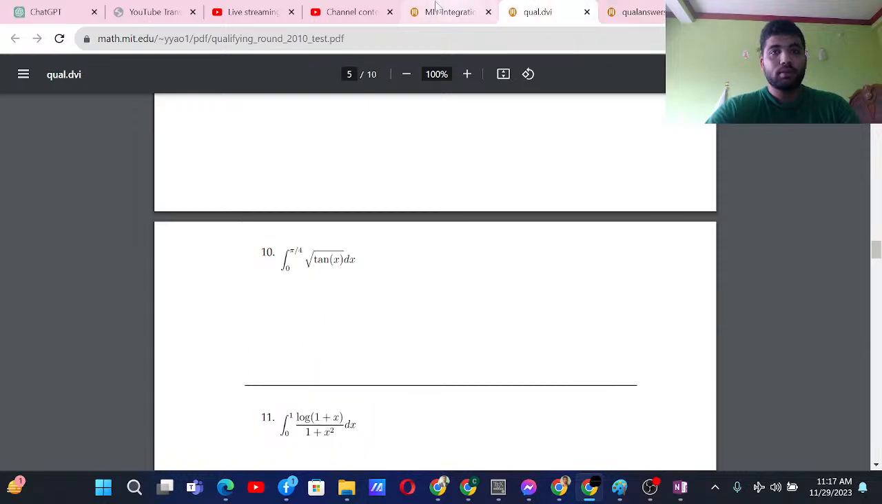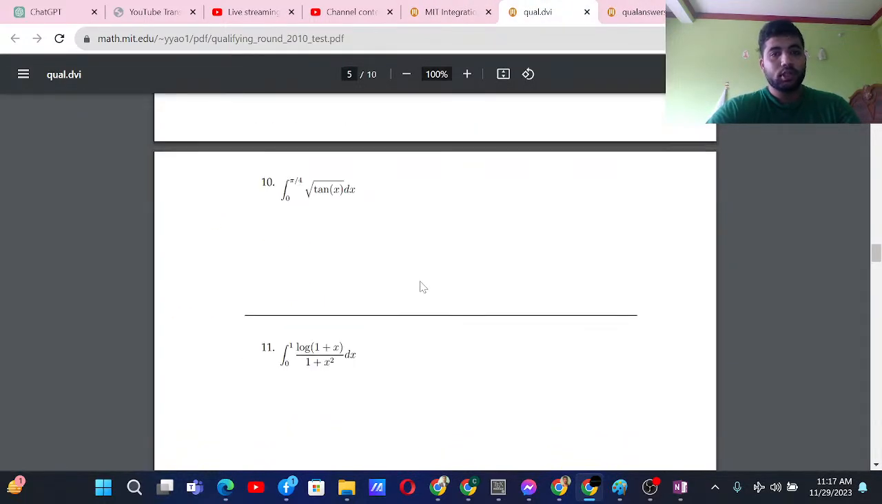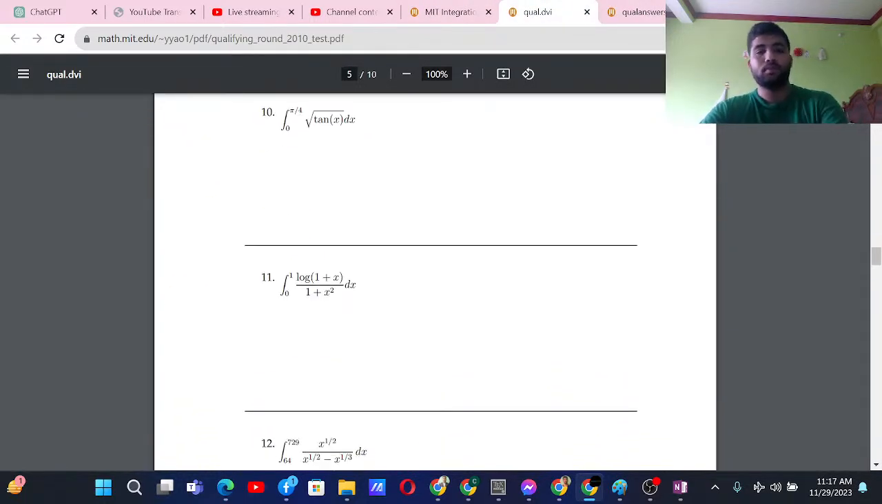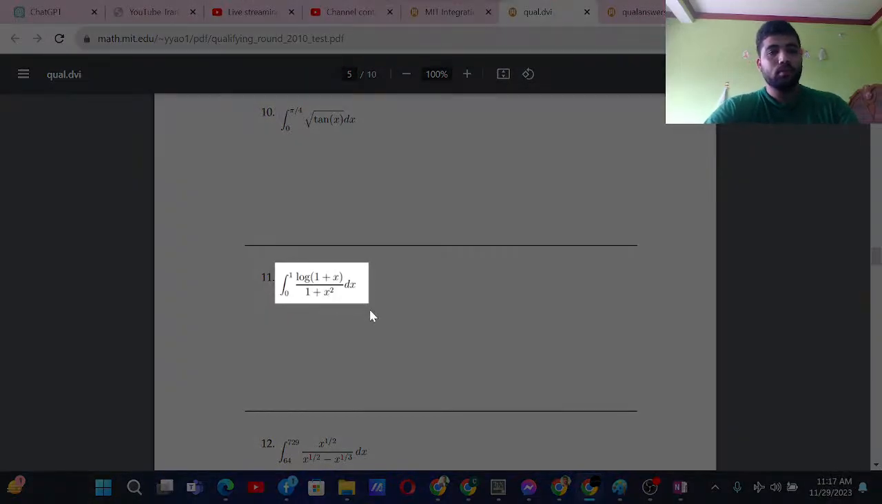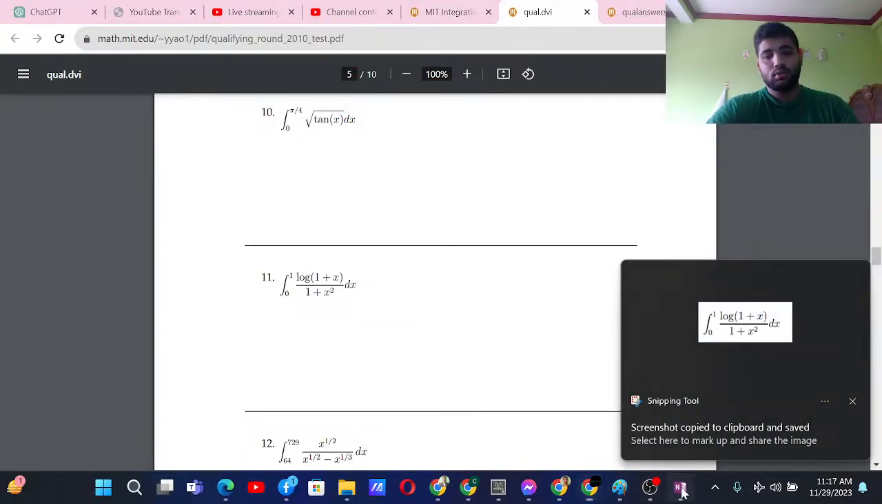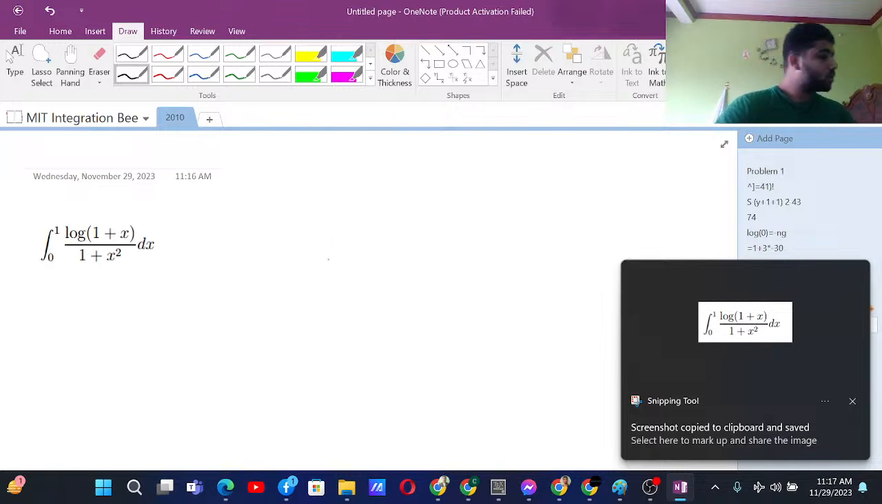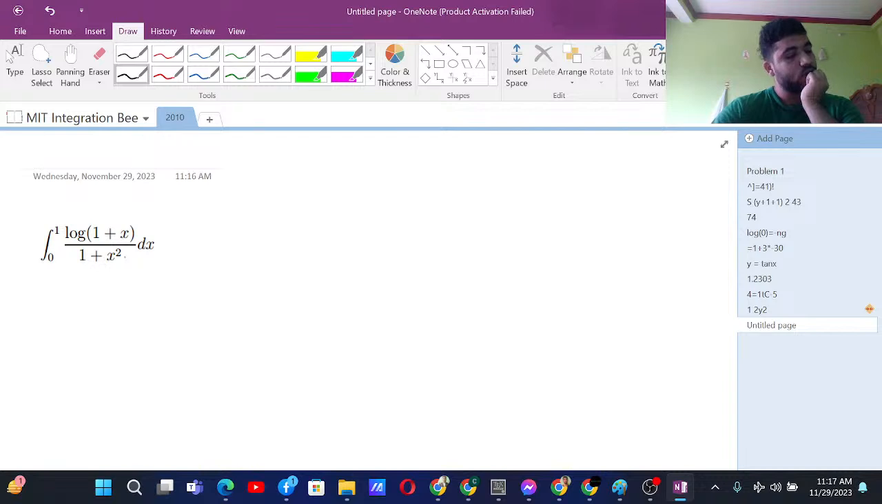And the next problem is this. Okay, so for this problem, I think this is one of the famous problems. This was also there in the Putnam competition, and it's really famous because it involves King's rule. I will tell you about King's rule soon, don't worry. So first of all, we can make a substitution that x equals tan theta.